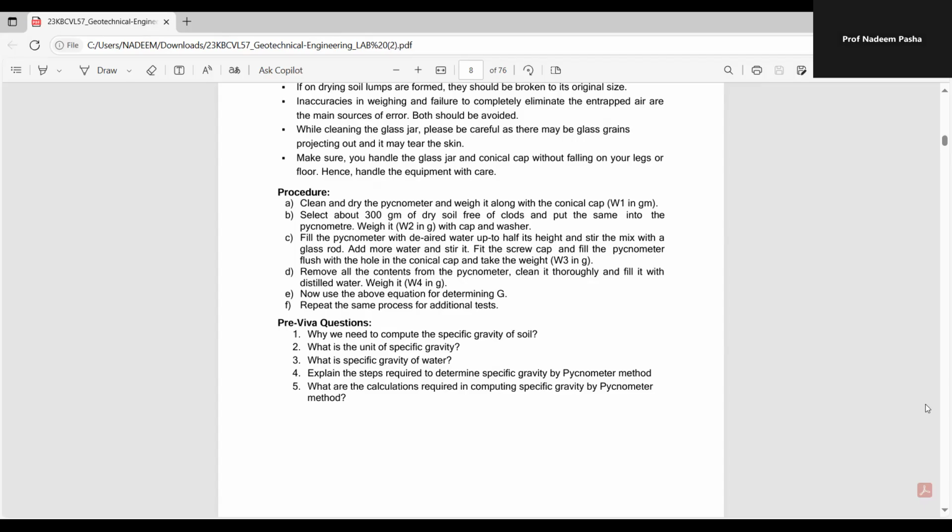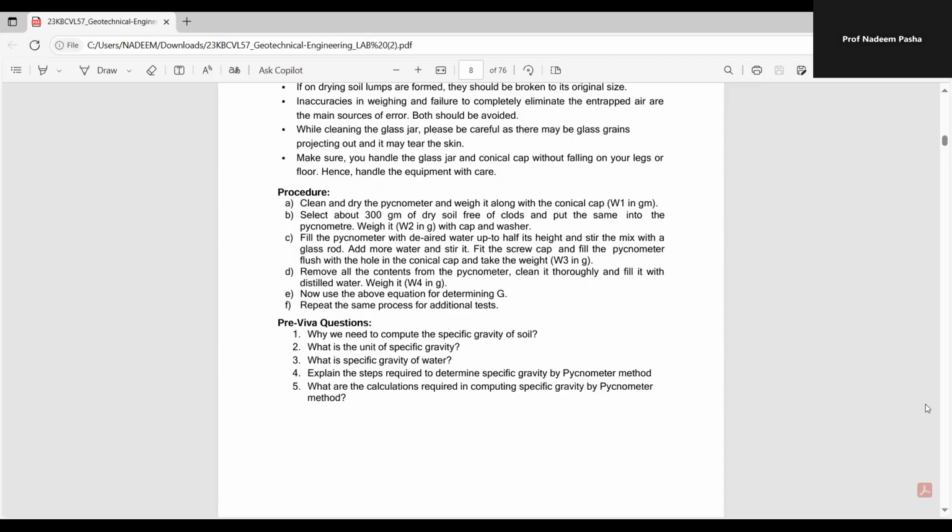Pre-viva questions. Why do we need to compute the specific gravity of soil? The specific gravity of soil is needed in order to compare how much heavier or lighter the soil is with respect to water. What is the unit of specific gravity? There is no unit for specific gravity, it is unitless. What is the specific gravity of water? 1.